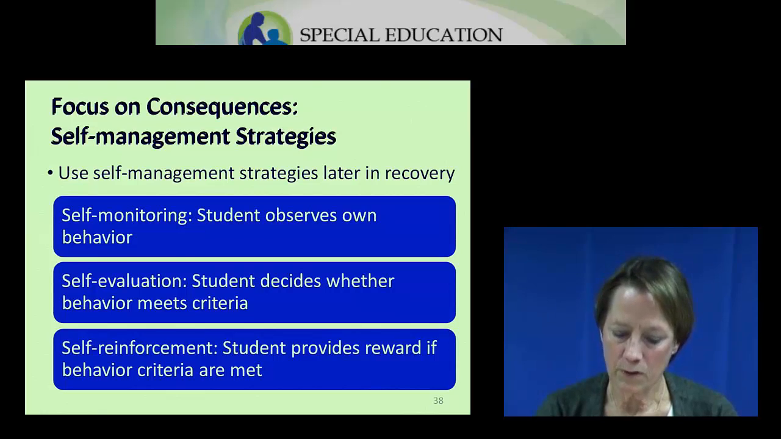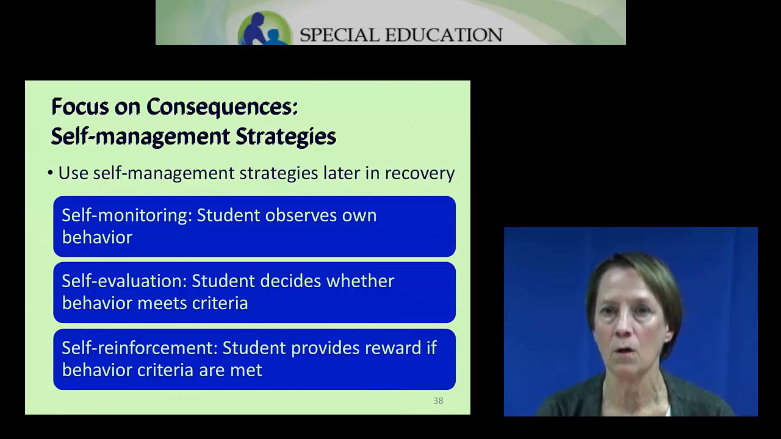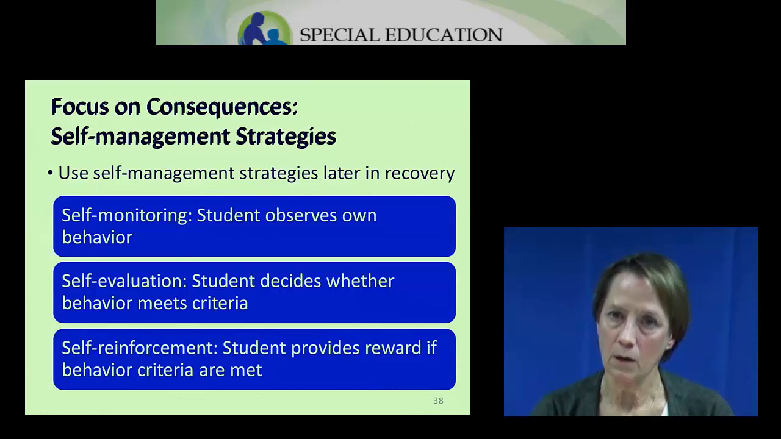Now, there are some very specific abilities that are needed in order to use a self-management strategy with a student. First of all, the student has to understand the expectations that we have, and the student has to be able to accurately evaluate his or her own behavior. We have to be sure that the student can tell when they are meeting the criteria and when they're not.